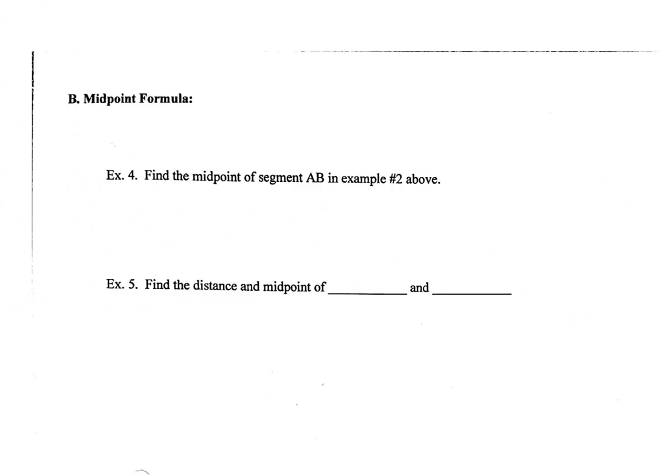So that brings me to the actual midpoint formula. The midpoint formula is, as I said on the front, the average of the x's, so x1 plus x2 divided by 2, comma, the average of the y's, y1 plus y2 divided by 2.